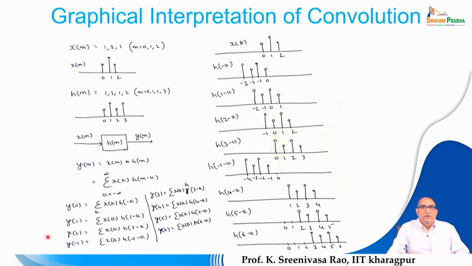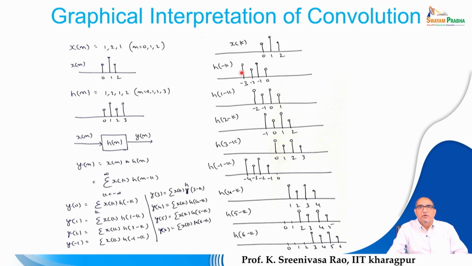And for example, y of 1, what is y of 1? Y of 1 is nothing but x of k multiplied by h of 1 minus k. What is h of 1 minus k? H of 1 minus k is nothing but h of minus k shifted by one shift in the positive direction. This is my h of minus k. H of 1 minus k is the same sequence shifted one shift in a positive way, this is h of 1 minus k.